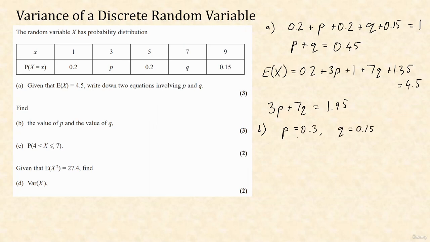And you'll always get full marks. If you've just got simultaneous equations to solve, you're allowed to use the calculator, and you will get full marks.